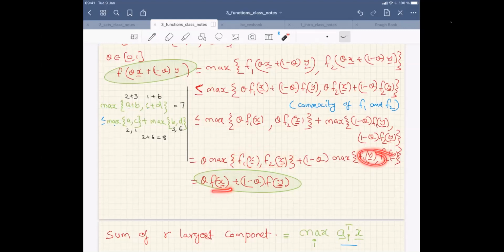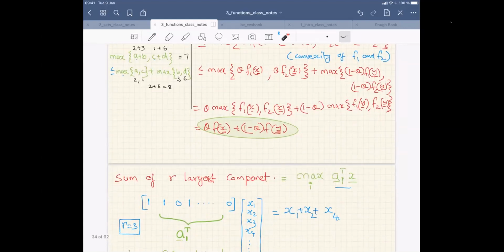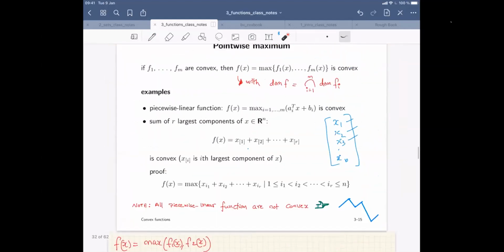This is f of phi, right? So now we prove the inequality. So this is how we prove point-wise maximum preserves convexity. Yeah, so we saw that.